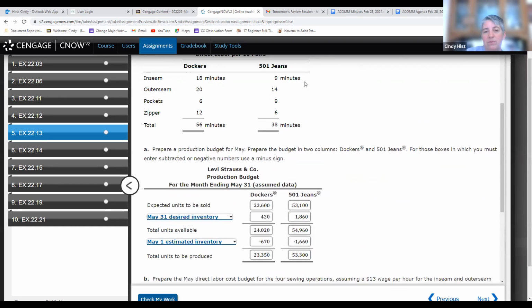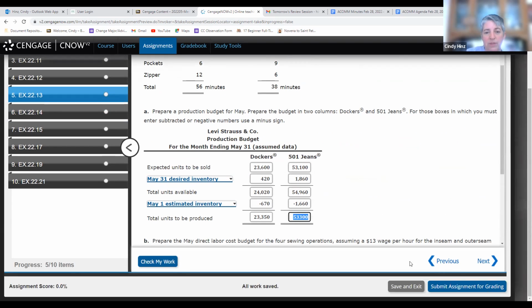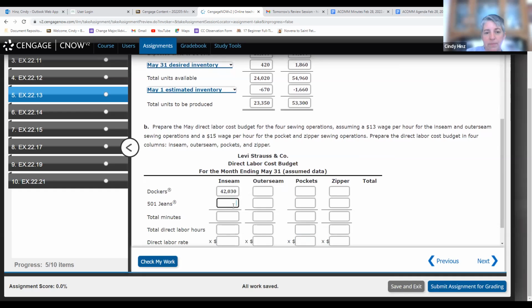And I've had a change of mind. Let's do the inseam part for 501 so we can complete that column. So we're going to produce 53,300 total pairs. So that would be 5,330 units of 10 times the 9 minutes per unit of 10. And so for 501 jeans, we would need 47,970 minutes of inseam time.